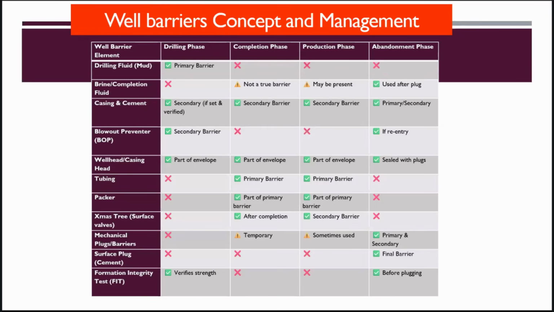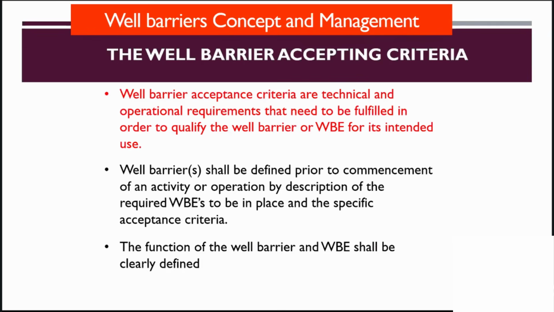So as I told you, barrier is not a fixed thing. If you are drilling, then your fluid is primary barrier. But when you are in completion, okay, then this fluid is not your primary barrier. Primary barrier becomes the packer, okay. Depending upon which operation you are doing, whether you are producing, or you are in abandonment phase or completion phase, your barrier will also change. Primary and secondary barrier will change. So it is important to identify.